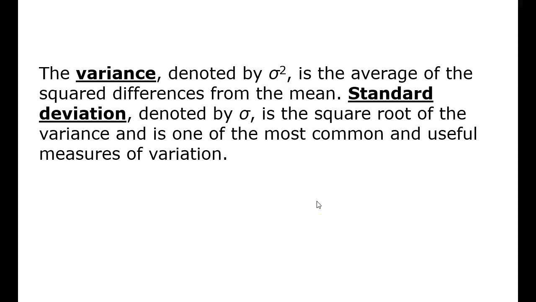And the variance is the average of the squared differences from the mean. The standard deviation is just sigma, and it is the square root of the variance. So they are related to one another. If you know the variance, you can take its square root to get the standard deviation. If you know the standard deviation, you can square it to get the variance.